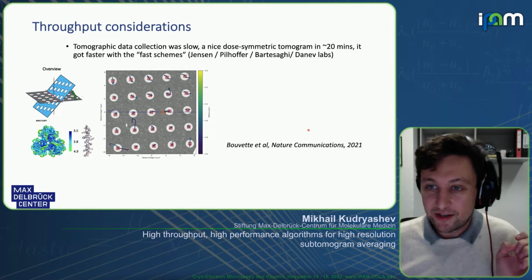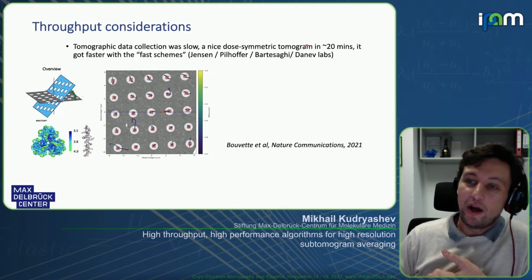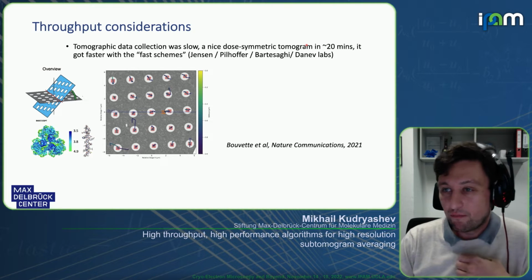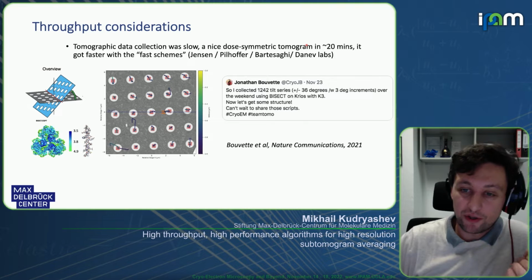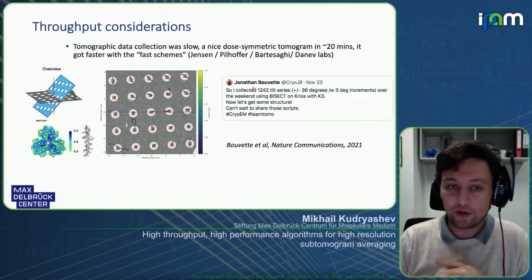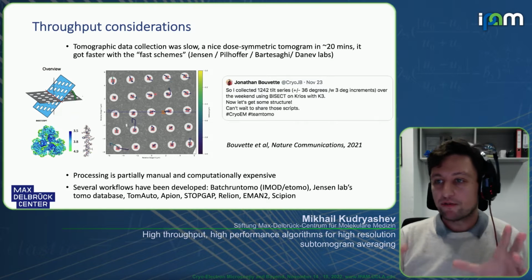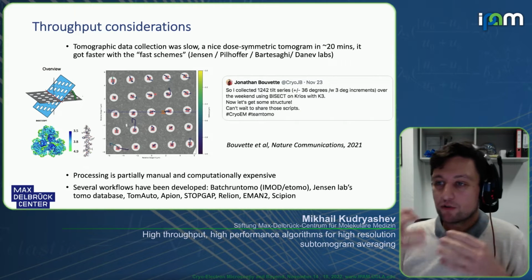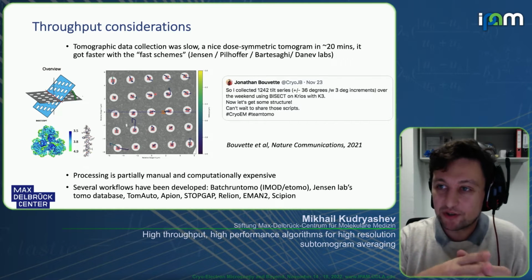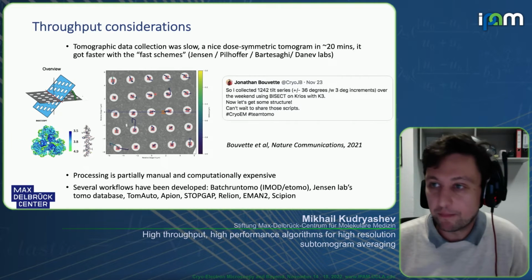Luckily, the Bartesaghi and Danev labs recently revolutionized the data collection field because we can now record multiple tomograms at the same time, and it increases the throughput by maybe an order of magnitude. Now you can collect roughly several hundreds of tomograms per day, a little bit dependent on whether you can image from every hole or not. But still, the processing of the tomograms was partially manual, and we're surprisingly bad at performing automated processing of tilt series, like we would do data processing for single particle cryo-EM.